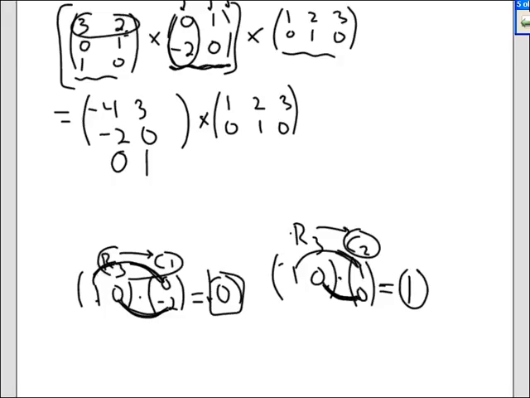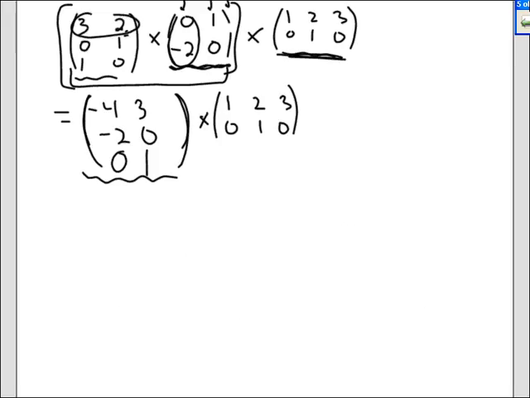Okay. So I multiplied the first two matrices. And our answer is right here. Now I need to multiply that by the third matrix. Let's clean up the bottom and let's do this.